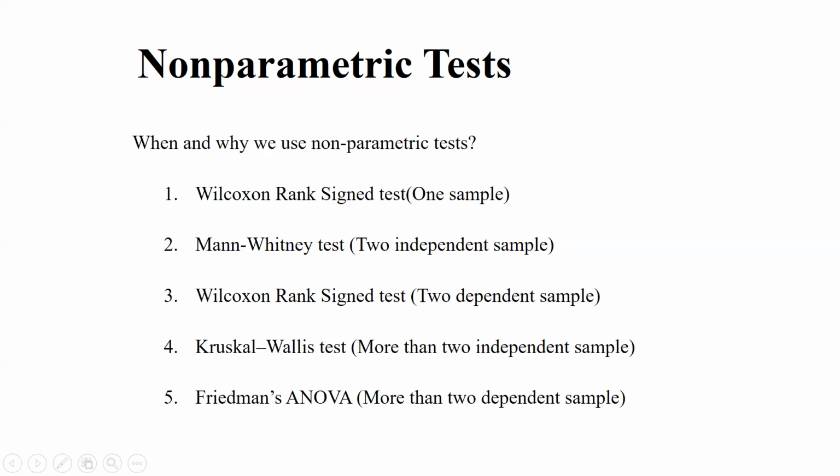Next test is the Kruskal-Wallis test. When we have more than two categories, more than two levels, more than two independent samples, then we will use the Kruskal-Wallis test. And the last is Friedman ANOVA, for more than two dependent samples.